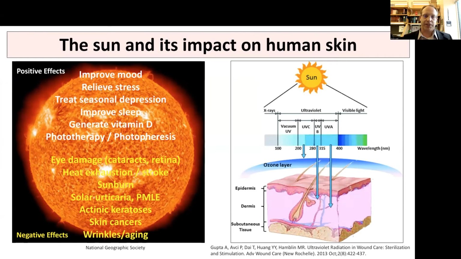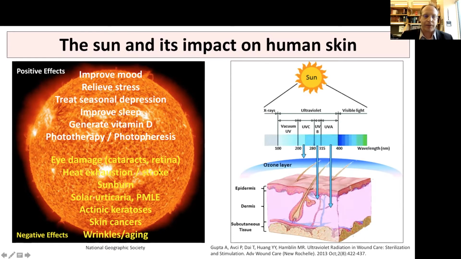In dermatology, the sun is really a key part of what we do, what we manage, and our practice revolves around the sun and how it impacts the human skin. And we're going to talk about this at length today.